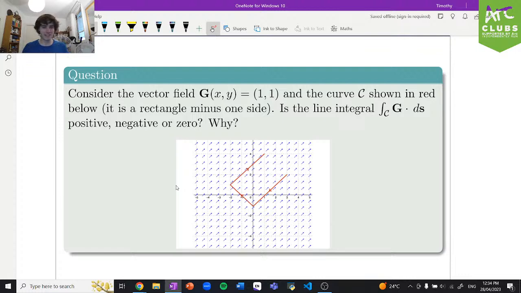If you want to mentally write down whether it's going to be positive, negative, or 0, and why. Now let's go through it.